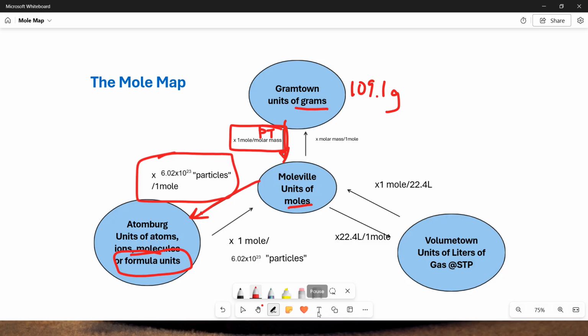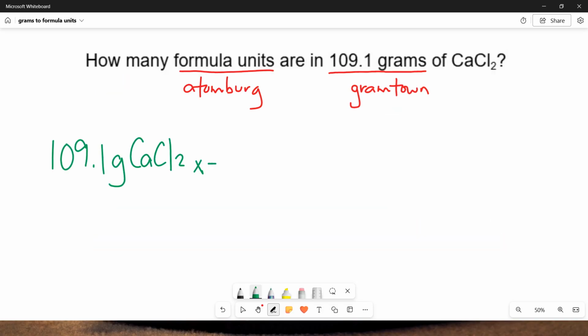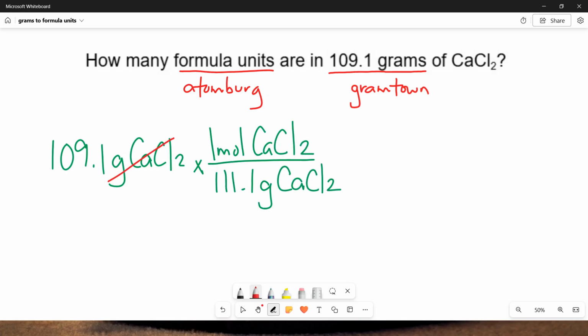All right, so the first thing we always do is write down the given value, which is 109.1 with unit and label, so grams of calcium chloride. The first down arrow told me to multiply by 1 mole of that calcium chloride over its molar mass. Now calcium weighs 40.1 and chlorine weighs 35.5, but we have 2 of them, so the entire mass is 111.1 grams of calcium chloride. I know the problem is set up correctly because when I look at what's in the numerator to begin with, grams of calcium chloride, it divides out with grams of calcium chloride.